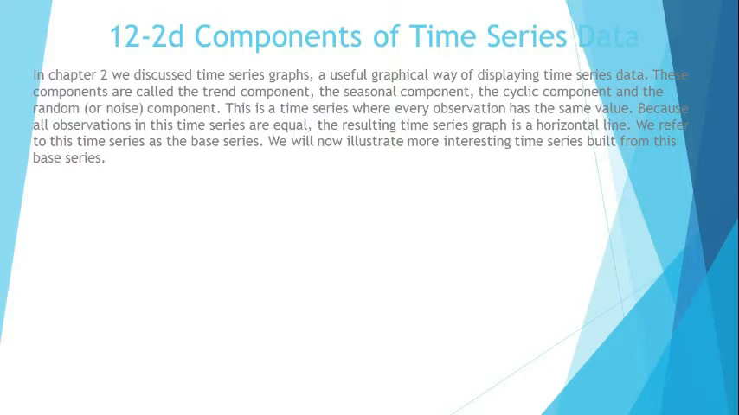Same components of time series data. In Chapter 2, we discussed the time series graph, a useful graphical way of displaying time series data. These components are called the trend component, the seasonal component, the cyclic component, and the random or noise component. This is a time series where every observation has the same value, because all observations in this time series are equal. The resulting time series graph is a horizontal line. We refer to this time series as the base series. We will now illustrate more interesting time series built from this base series.